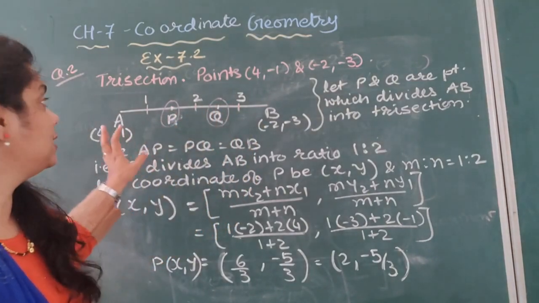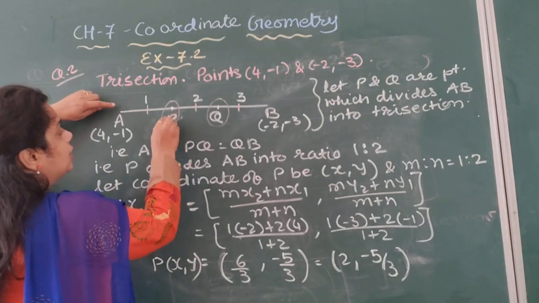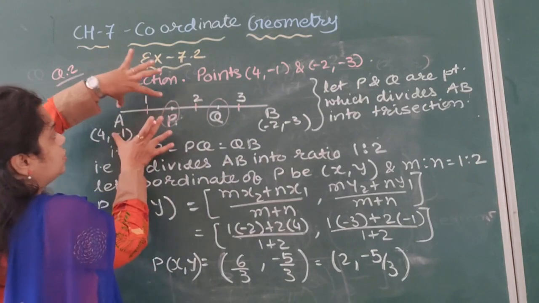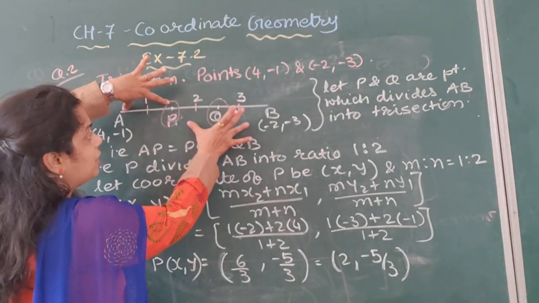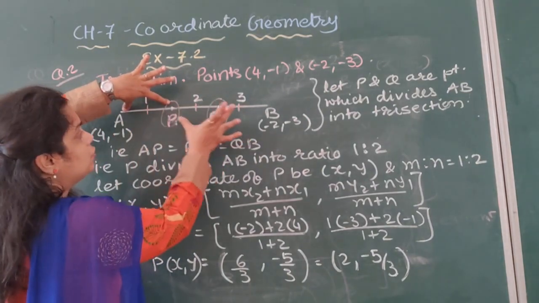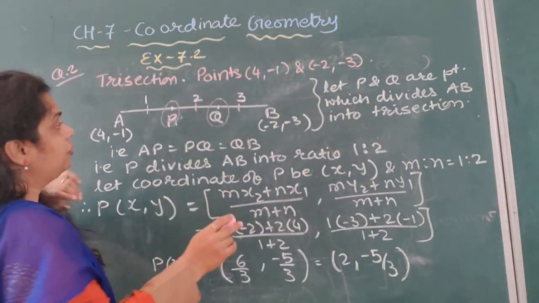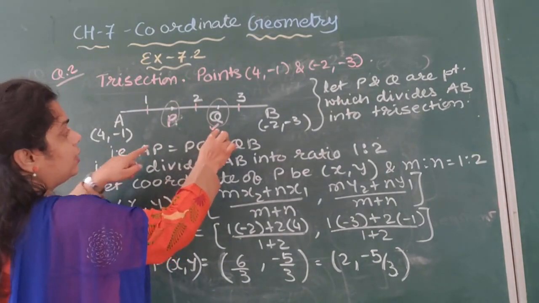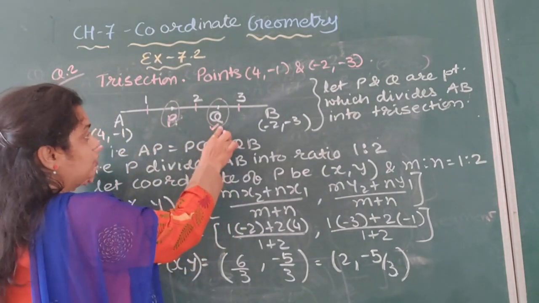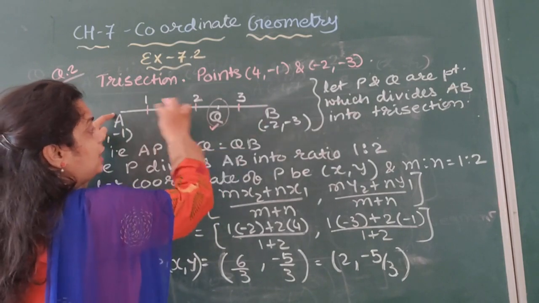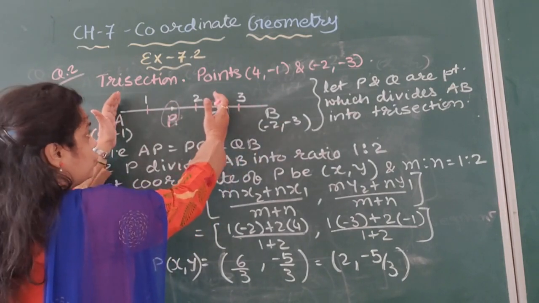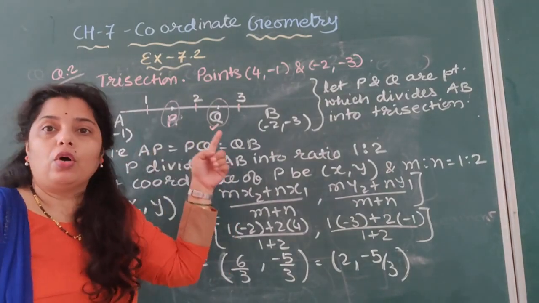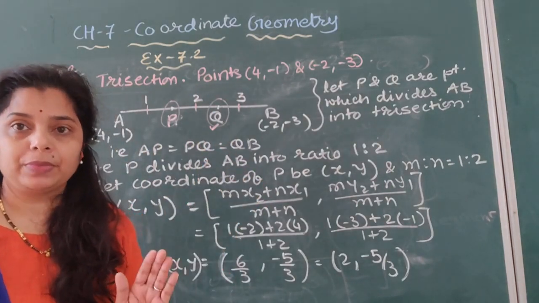So we can say that P divides AB into the ratio of one part to the rest two parts, so 1 is to 2. Are you getting it? If we start with Q, then we have to write that Q divides line segment AB into the ratio of 2 is to 1. Either you can start with point P or Q. You will get the same answer.